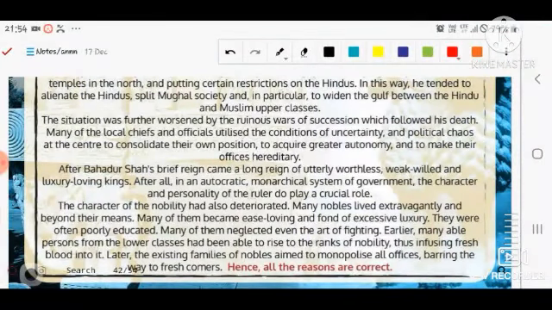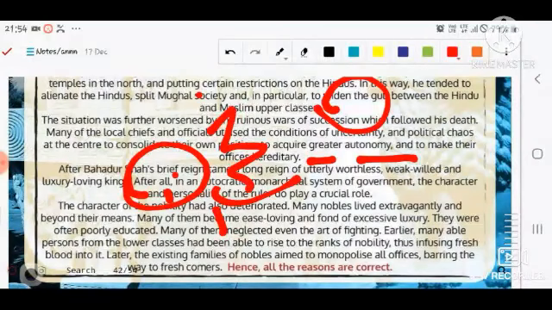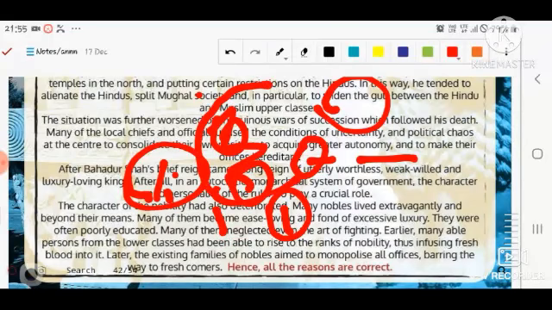Many of the local chiefs and officials utilized the conditions of uncertainty and political chaos at the center, consolidated their own position and acquired greater autonomy. Remember one thing: whenever the centralized authority is much more powerful, the other institutions are arranged accordingly. For example, in the present scenario, if the centralized authority is not so powerful, other small powers arise. And the small powers that arise are usually put down by the central authority, but when it is weakened, it could not do so.